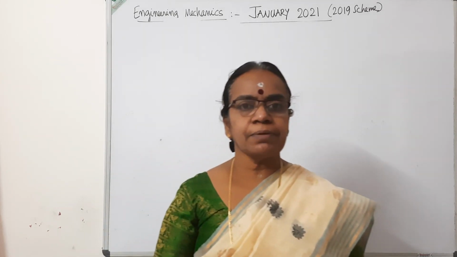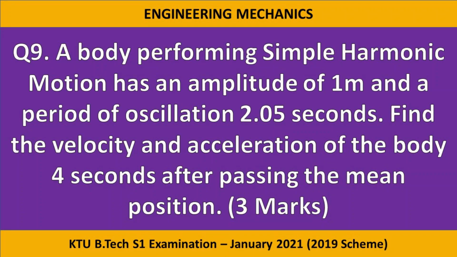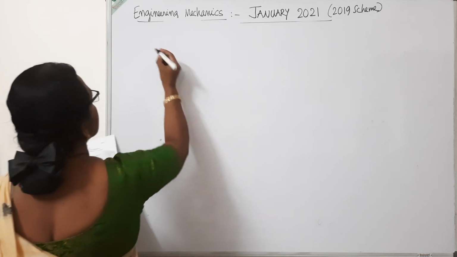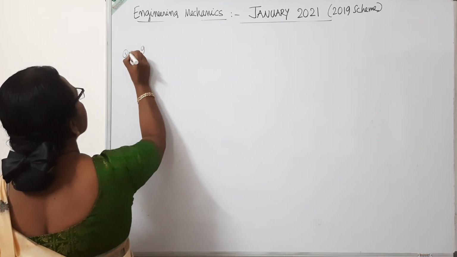Then, question number 9. A body performing simple harmonic motion has an amplitude of 1 meter and period of oscillation 2.05 seconds. Find the velocity and acceleration of the body 4 seconds after passing the mean position. So let us write down the data given to us for question number 9.